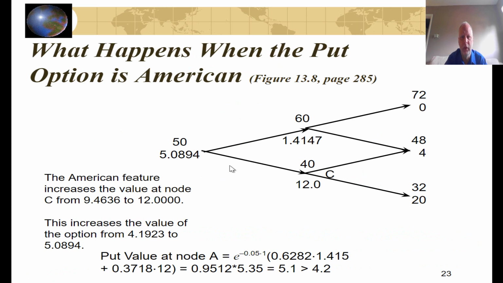In which case you will do the last calculation working our way back to today, and you will say for an American option, the put value at node A, same present value term, same probability of going up, same value of going up, same probability of going down, but now the value of going down goes up to 12 from the 9.46. So now we have the present value term, 0.9512, times 5.35, and we get the value of the put option goes up to 5.1 for an American, where it was only around 4.2 for a European put option.